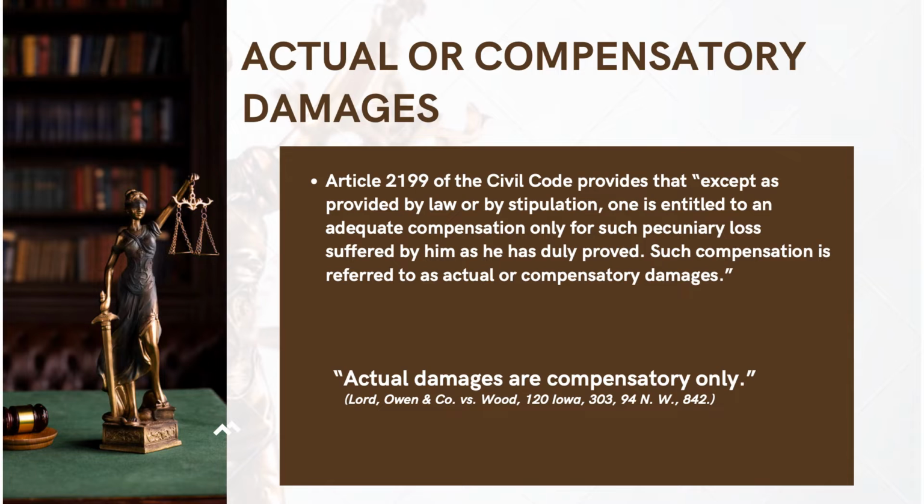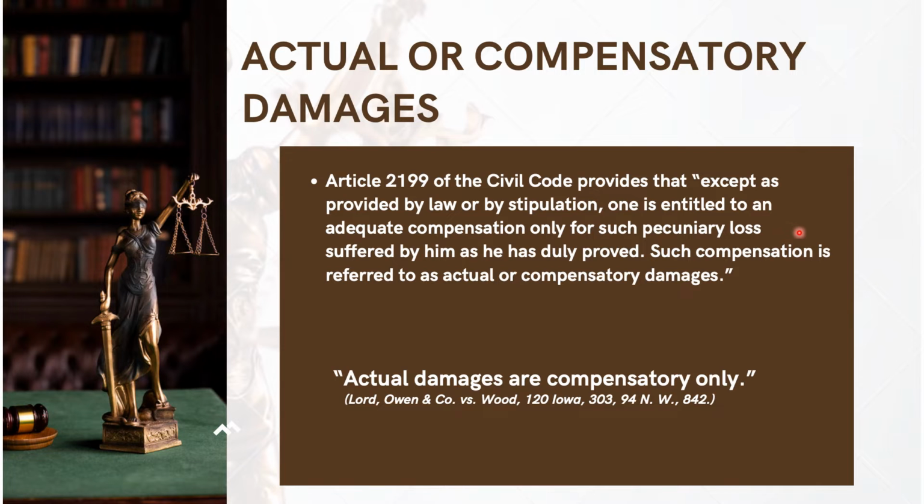Actual or compensatory damages. So according to Article 2199 of the Civil Code, except as provided by law or by stipulation, one is entitled to an adequate compensation only for such pecuniary loss suffered by him as he has duly proved. So the purpose of this law in awarding actual damages is to repair the wrong that has been done and to compensate for the injury inflicted. So the actual damages are compensatory only, and the amount should put the plaintiff in the same position as he would have been if the damage or the injury or the wrong did not happen, which he will get in the form of compensation or reparation.